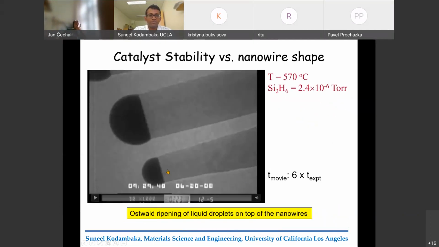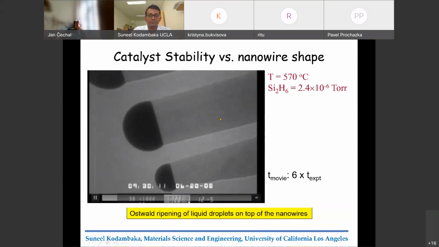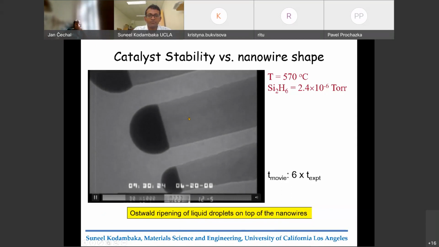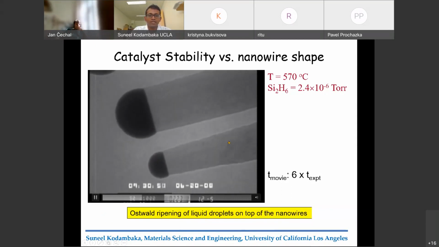Okay, now let me focus on a few interesting aspects that would not have been observed if not for the TEM. So what you're looking at is two silicon nanowires. These are growing in the 1-1-1 direction. One of them has a smaller droplet and it's a smaller diameter wire. This has a larger droplet. This is gold silicon droplets.